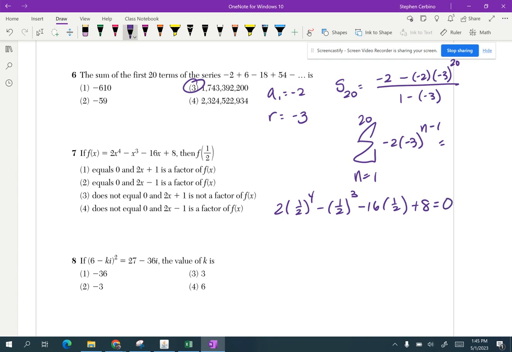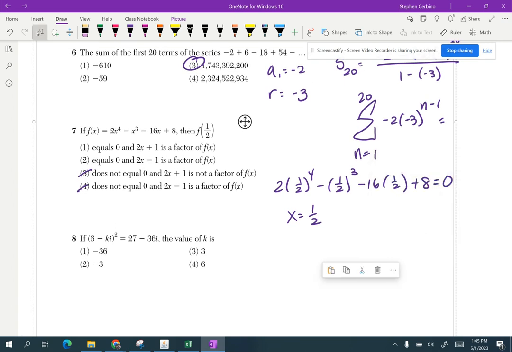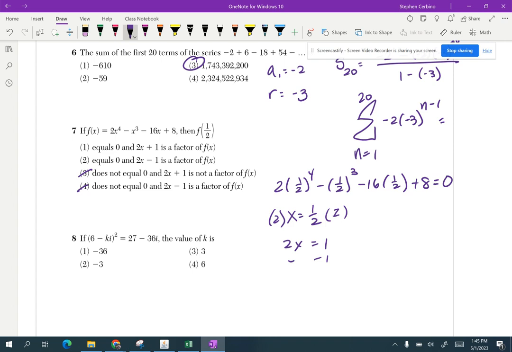0 tells us that it is a factor, right? So it equals 0, so that means it can't be 3 or 4. Now, when we say it is a factor, we're talking what is a factor. So that means x equals 1/2 is a solution. To make a factor, I need to make this equal to 0. So I can multiply both sides by 2 to make this 2x equals 1. I can subtract 1 and get my factor 2x minus 1 equals 0. That's how we're finding our factor. So choice 2 would be the answer for that one.